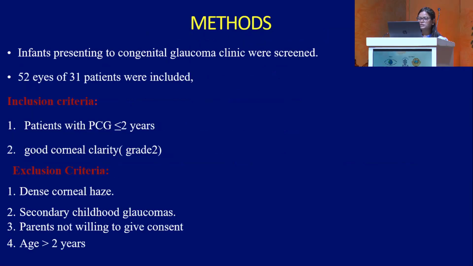So infants who presented to the congenital glaucoma clinic were screened, and we included 52 eyes of 31 patients who were less than 2 years of age and had good corneal clarity. We excluded those who had dense corneal haze, who had secondary childhood glaucomas, and parents who were not willing to give consent, and age more than 2 years were excluded.